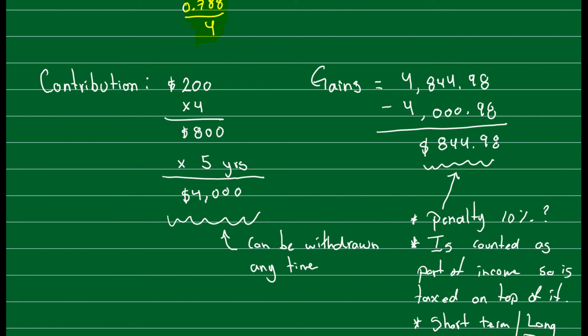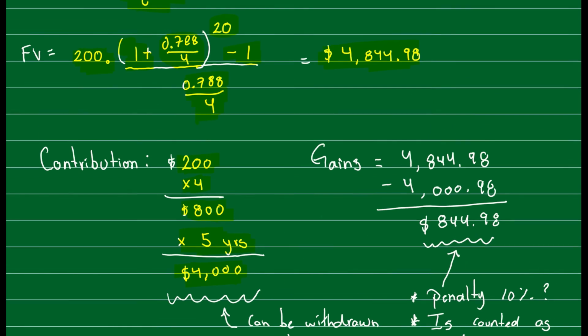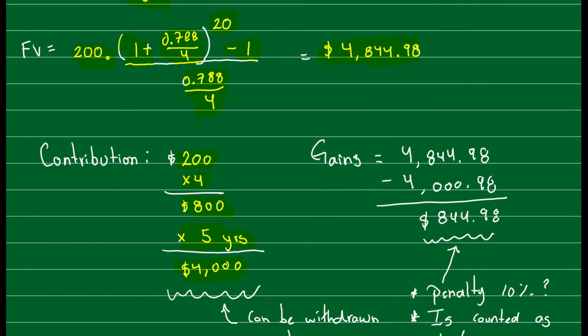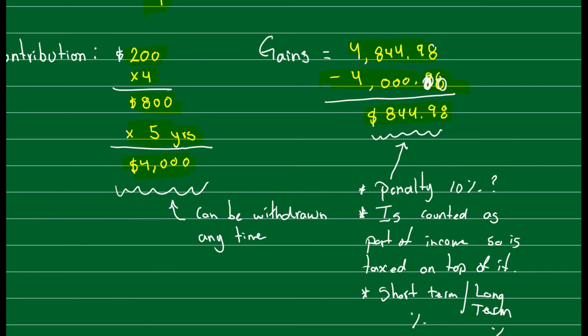So let's talk about actually what Zach contributed into these numbers, all right? What was Zach's contribution? Zach contributed $200 times 4, which is a total of $800. $800 times 5 years, he only contributed $4,000 into the account. What are the gains? Well, we saw that at the end of 5 years, he has $4,844.98. Well, let's subtract the contributions, which would be 4,000 even. Ta-da. How much does he make in gain? $844.98.